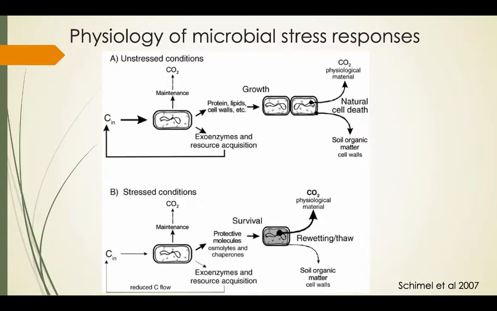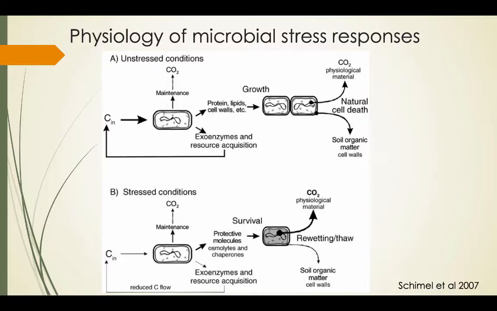We also look at carbon specifically. Again, carbon is a key intersection of how microbial communities interact and even feed back to climate. So under unstressed conditions, microbes will be growing, producing exoenzymes, extracellular enzymes, for resource allocation. There'll be some maintenance CO2, but also carbon into growth, and CO2 lost in physiological material, death, turnover, building soil organic matter. This is the natural state.